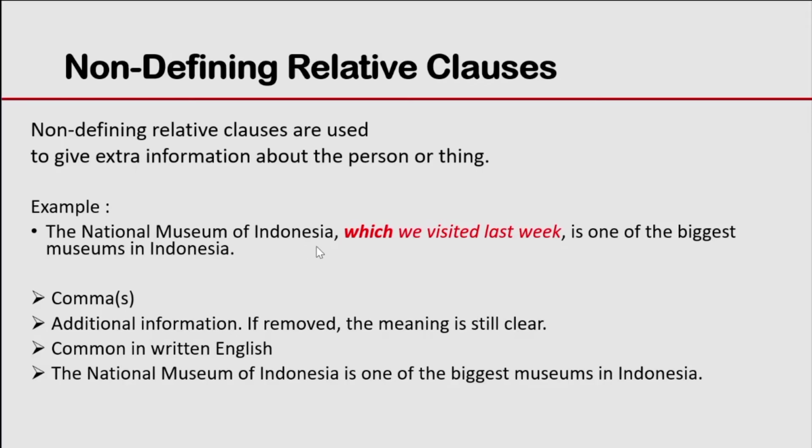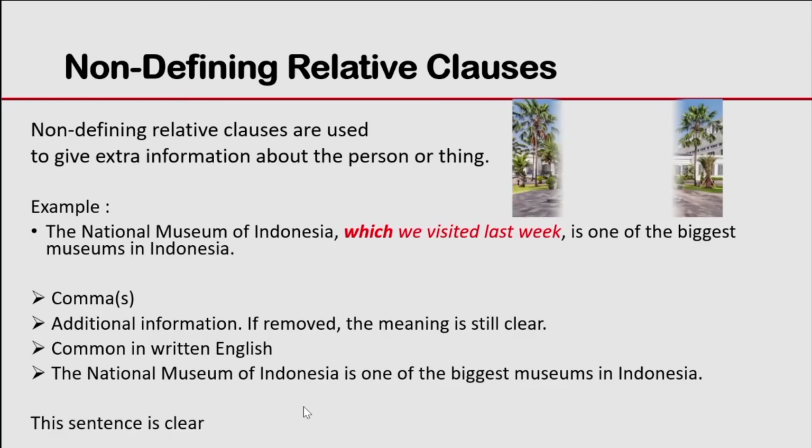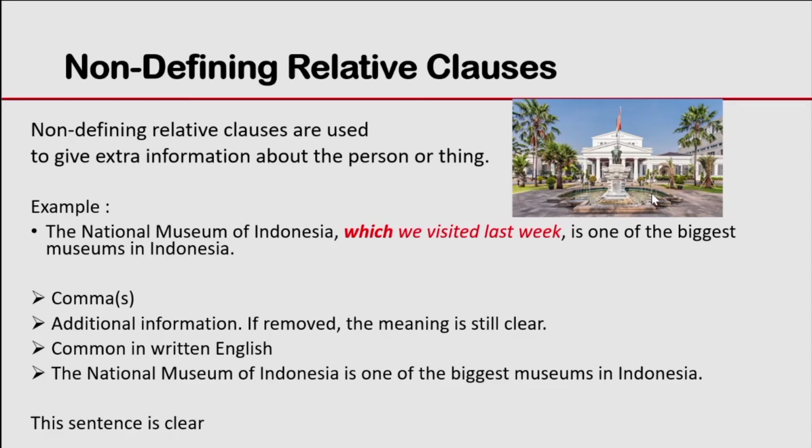The National Museum in Indonesia is one of the biggest museums in Indonesia. You understand that. We understand what the speaker is describing. So, we can omit the relative clause. This is only giving extra information. And remember, the non-defining relative clause is common in written English. Okay, the sentence is still clear. We know which museum the speaker is trying to describe, right? This is the National Museum of Indonesia.